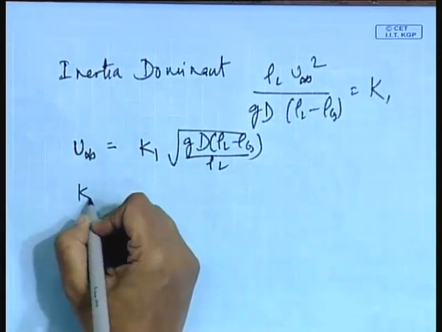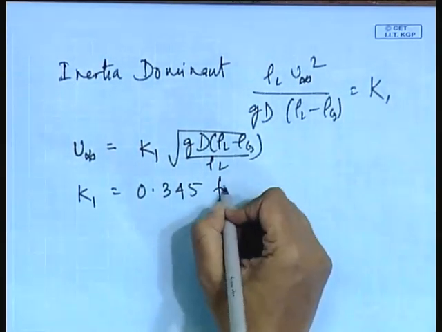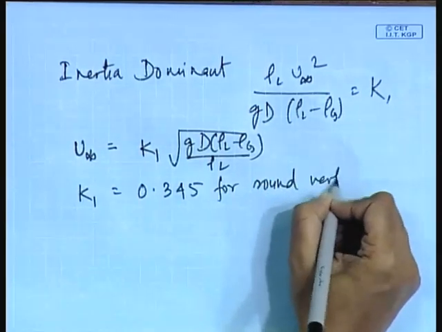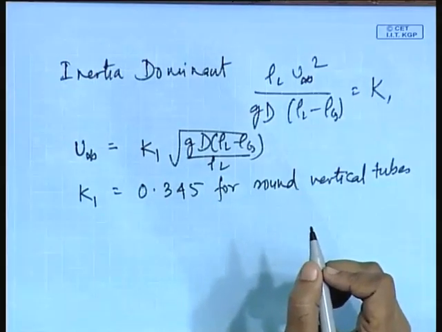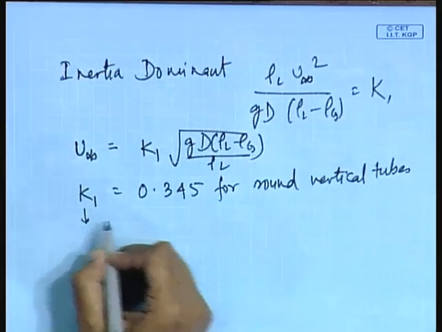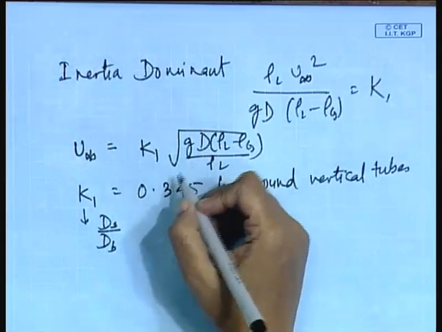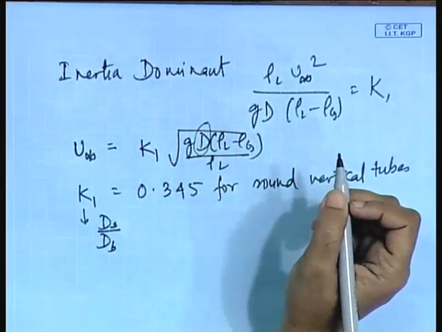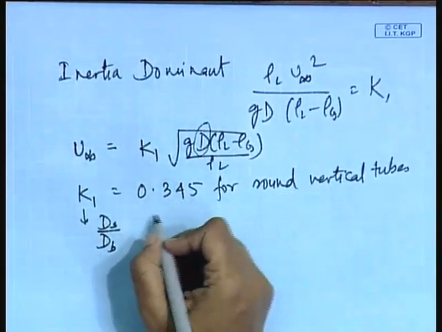People have found out that K1 is a constant, and for round vertical tubes a value of 0.345 can be taken. This particular value of K1 naturally should depend upon the conduit shape. Okay. For round vertical tubes it is 0.345. For rectangles, for annulus, some work has been done. People have found that usually for rectangles K1 is a function of the shorter length by the larger length, and in that condition this particular diameter has to be replaced by the larger length. Okay. These things people have found out for rectangular channels.